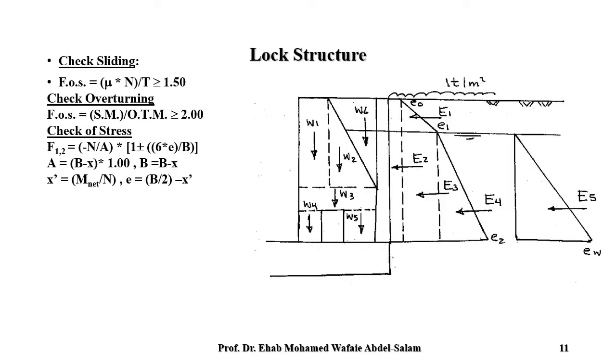Check sliding, factor of safety is more than or equal to 1.5. Check overturning is more than or equal to 1.5. Check of stress: the same equation, minus N over A multiplied by 1 plus or minus 6 multiplied by e over B. There is A and x dash and e, the eccentricity.